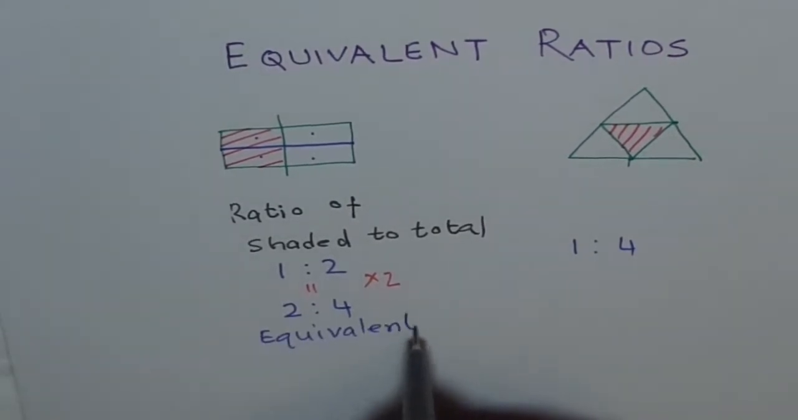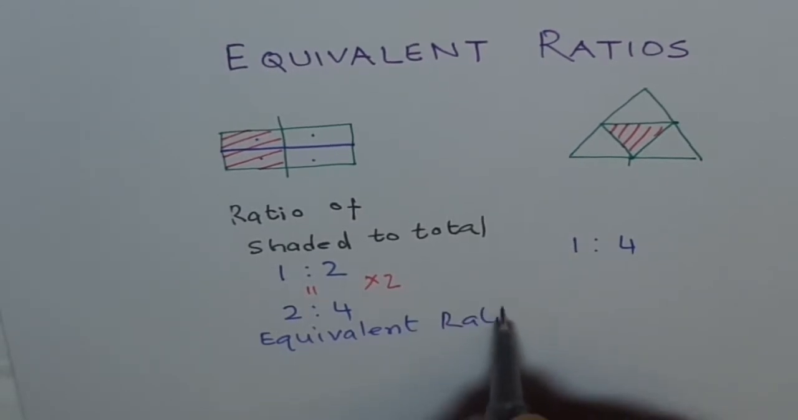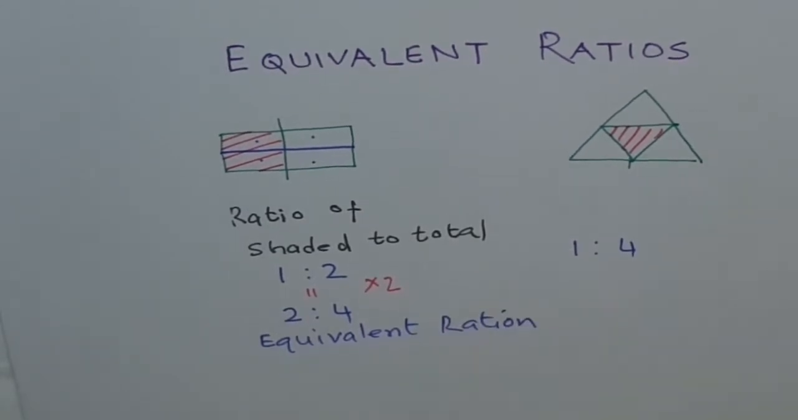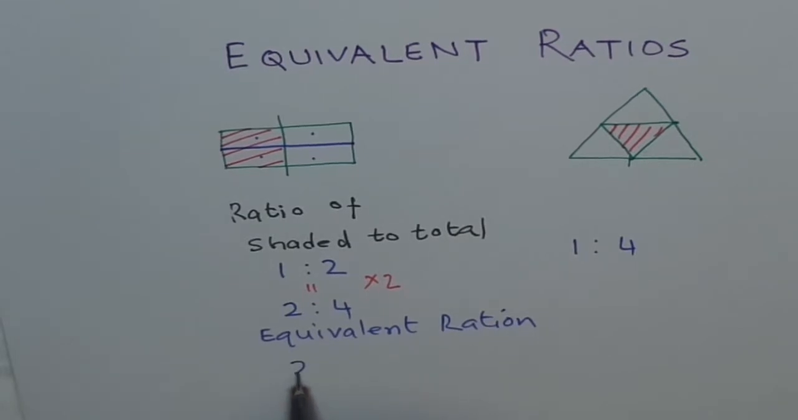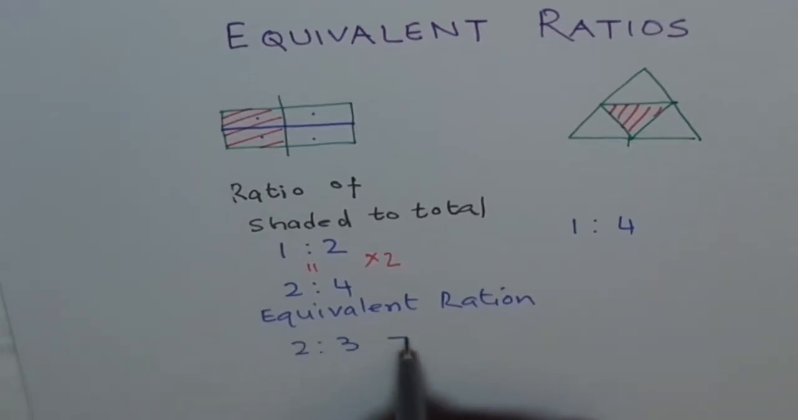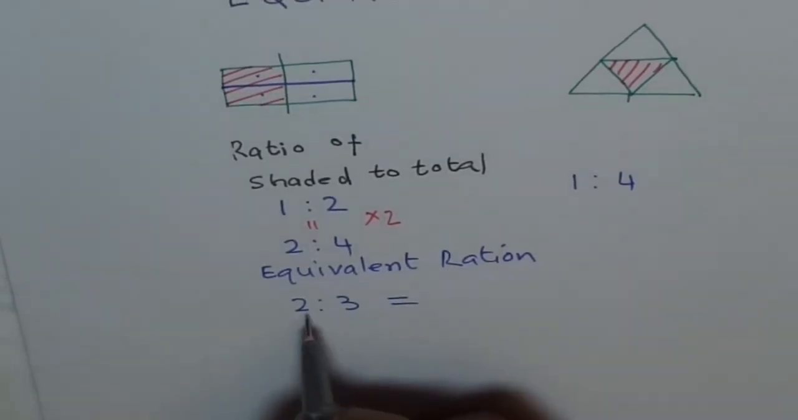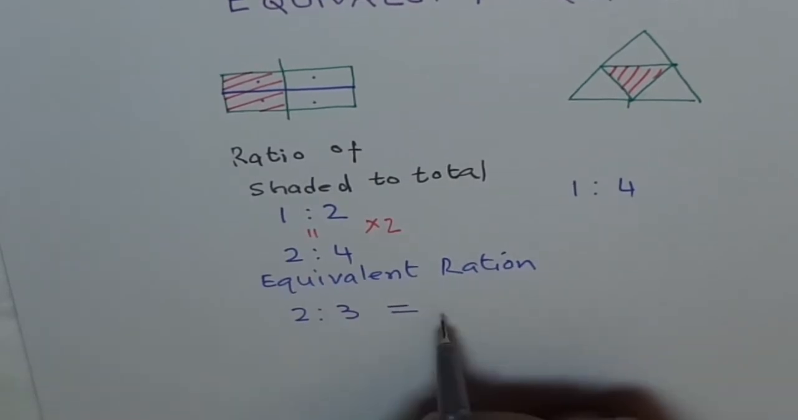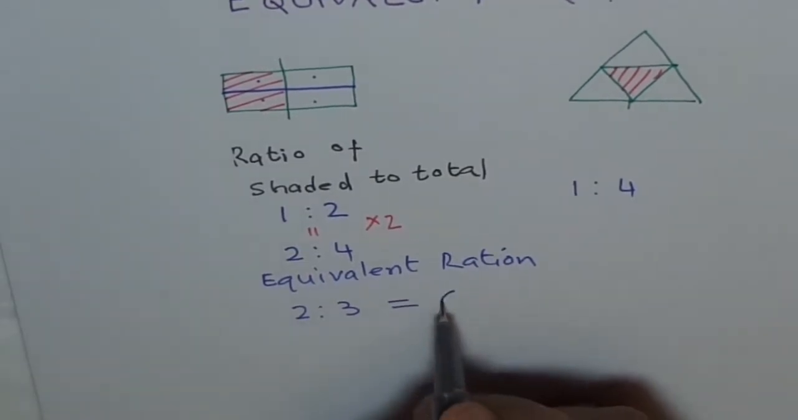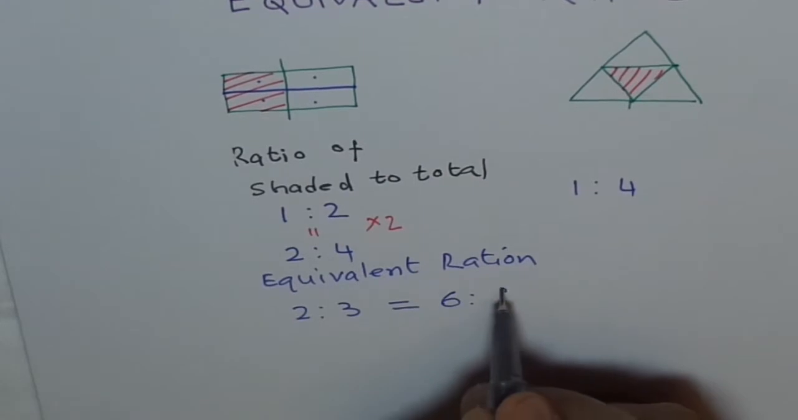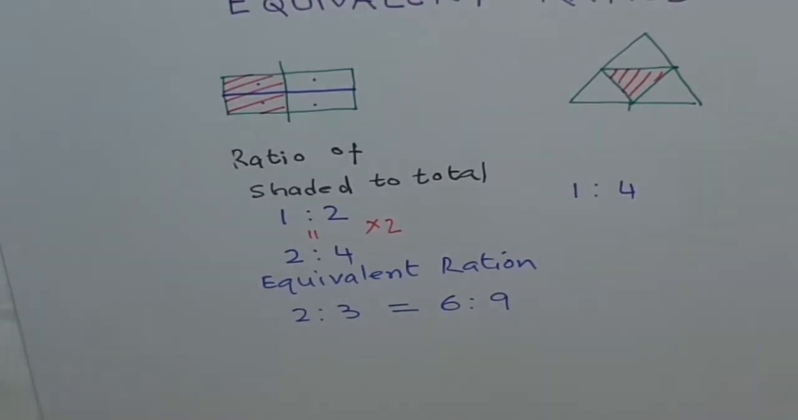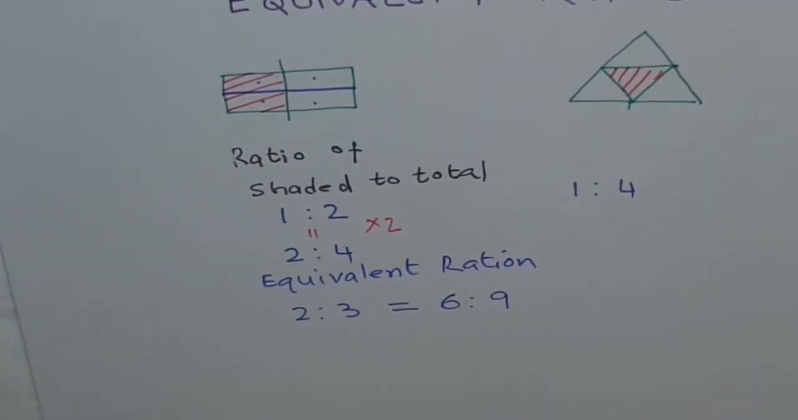So what are equivalent ratios? Ratios which are equal. For example, if I have a ratio 2:3, I can multiply both by 3, then I'll get what? 2 times 3 is 6 and 3 times 3 is 9. 6:9. We say 2:3 and 6:9 are equivalent ratios. Correct?